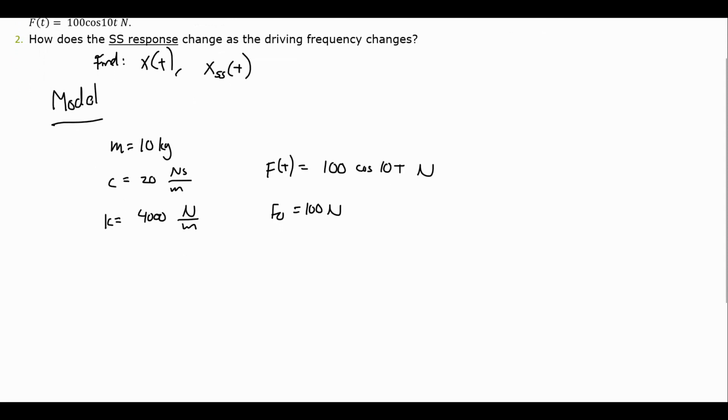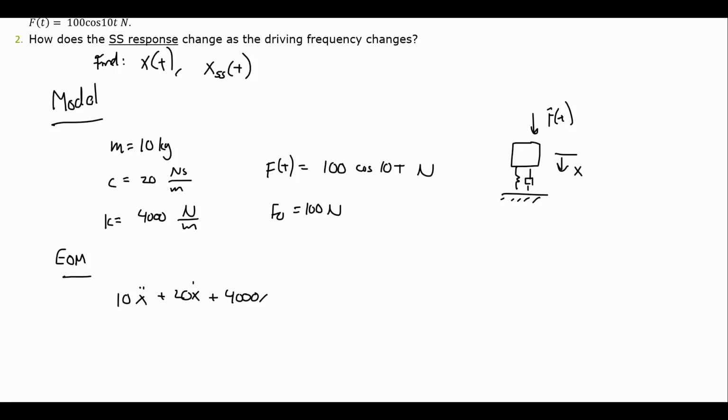And we take this information and we can easily form our equation of motion for this system. Let's just make a schematic of what the system is going to look like. So just a simple spring mass damper system, and we will have this forcing acting on it. So 10x double dot plus 20x dot plus 4,000x equals 100 cosine 10t.